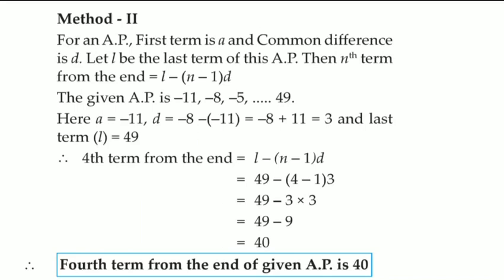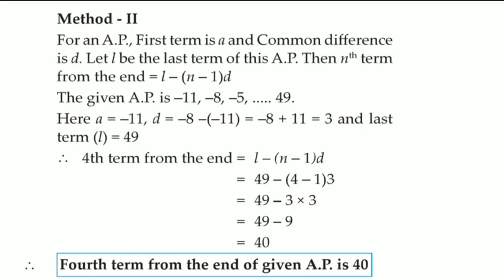So let us use the modified formula now. Therefore, the fourth term from the end is equal to L minus (4 minus 1) outside the bracket 3, because the value of D is 3 here. So 49 minus 3 into 3, 49 minus 9, that is 40. And therefore, the fourth term from the end of the given AP is 40. Okay. This method is given for your information. Let us go towards the next question now.